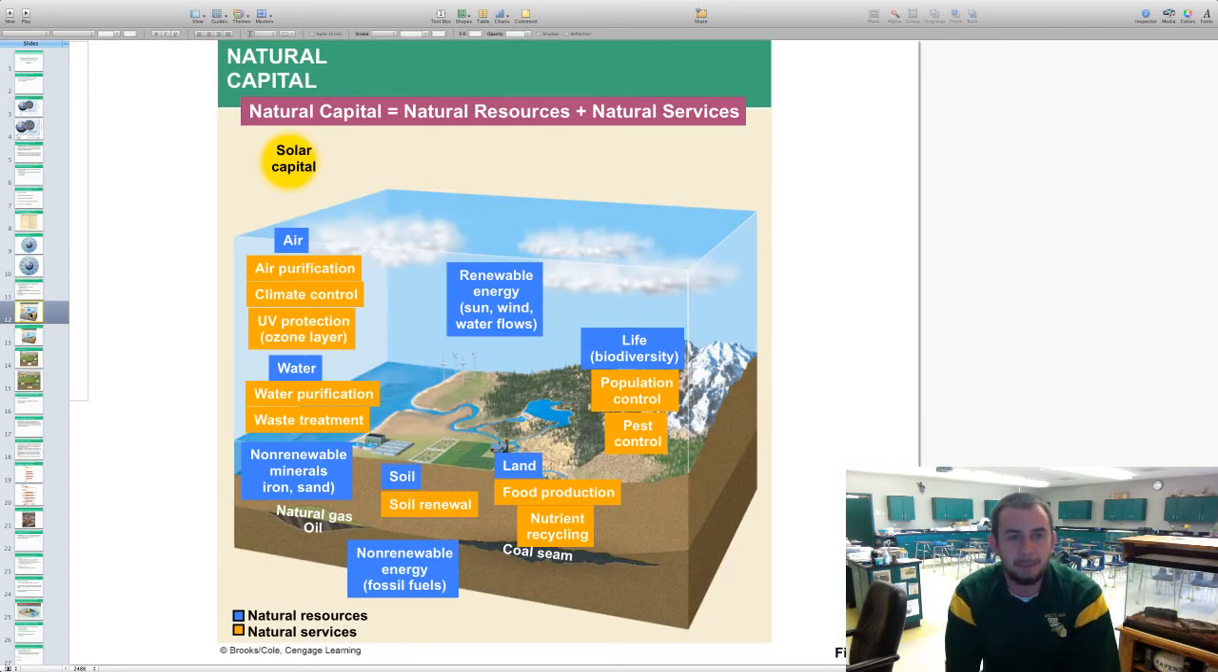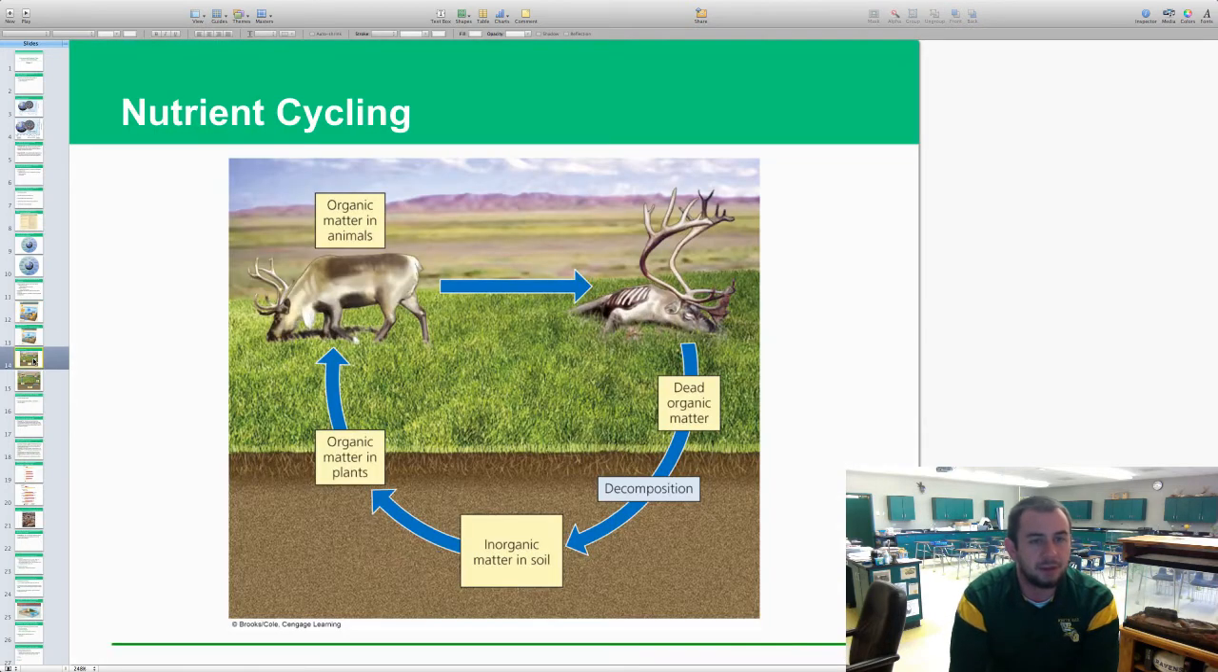So this is just a look at natural capital. Obviously there's solar capital, which is the sun. You have natural resources like air, water, minerals, iron, sand, oil, natural gas, coal, soil, land, life itself, and non-renewable energy. All those things are resources, though we also have the services provided as well, like climate control because of the greenhouse effect, air purification, water purification just through filtering through the soil, soil renewal, food production, nutrient cycling, and pest control. All those things are natural services provided by nature that we can utilize in thriving here on planet Earth. So those are a couple of things there.